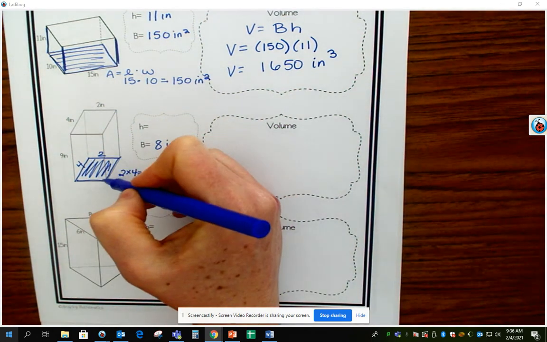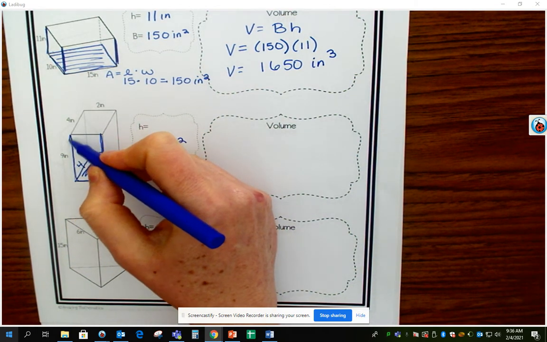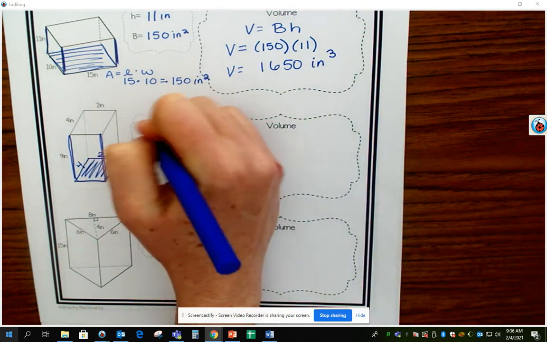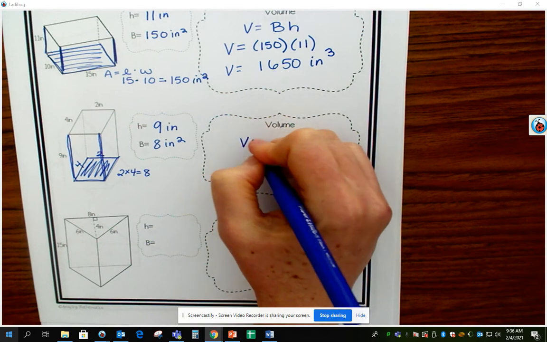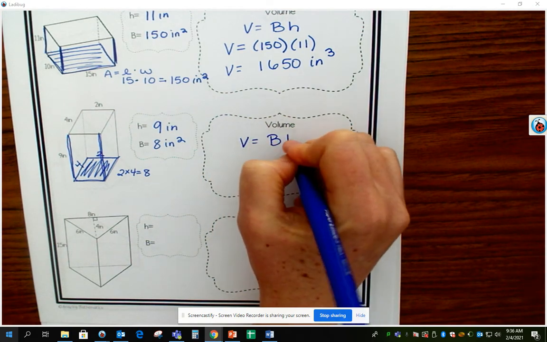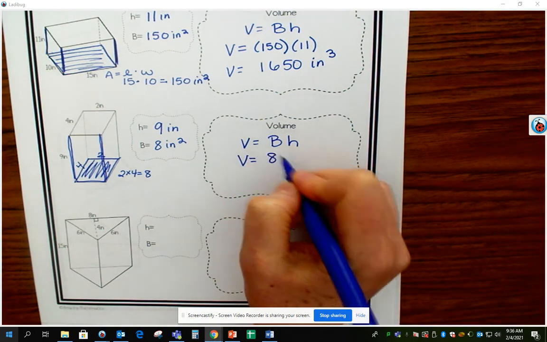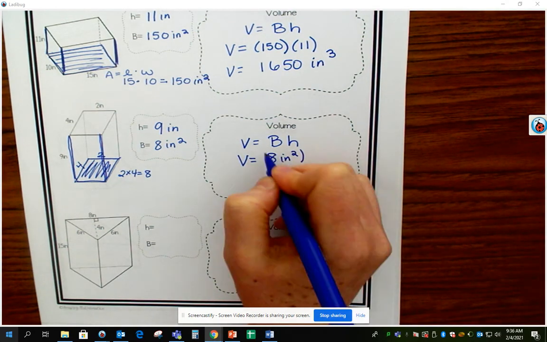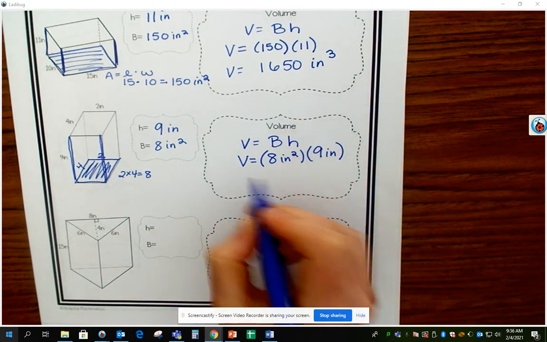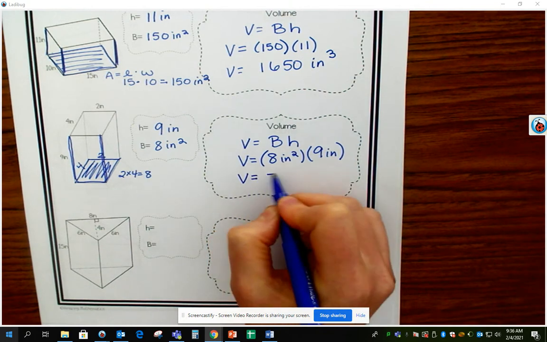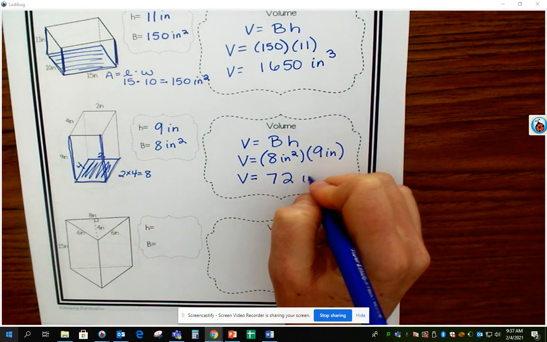And then the height is going to be this perpendicular distance here. Here it's labeled as 9 inches. Remember, my formula for volume is area of the base times the height. So my area is 8 inches squared. I'm going to multiply that by the height, which is 9 inches. 8 times 9 is 72. And then inches squared times inches would be inches cubed.